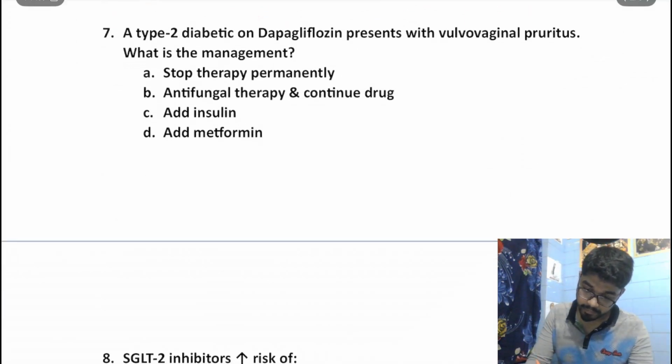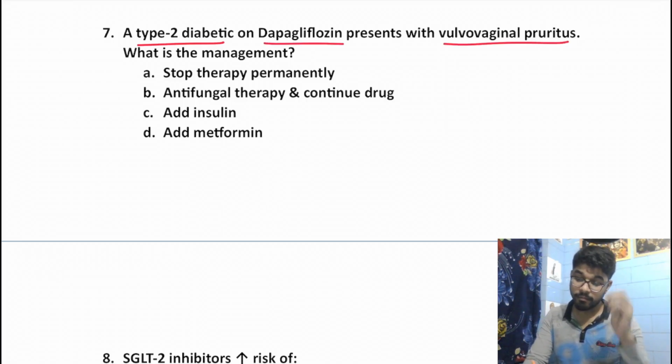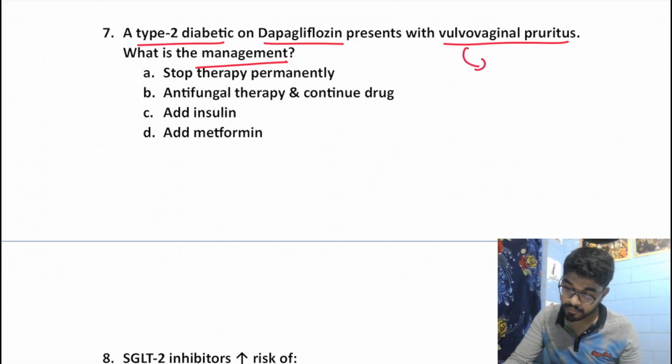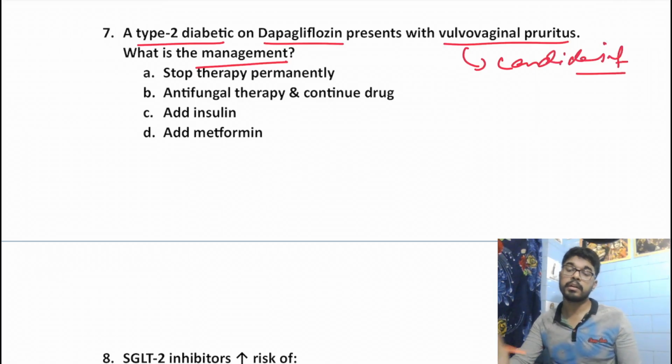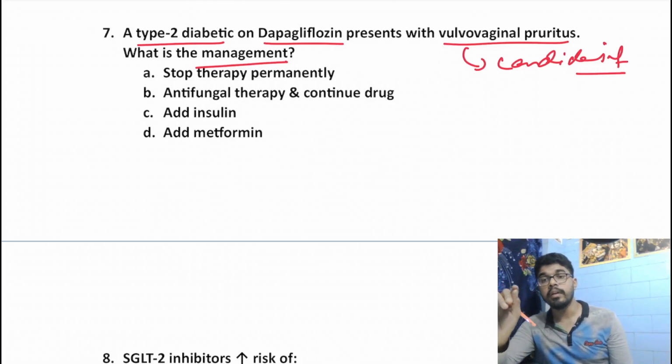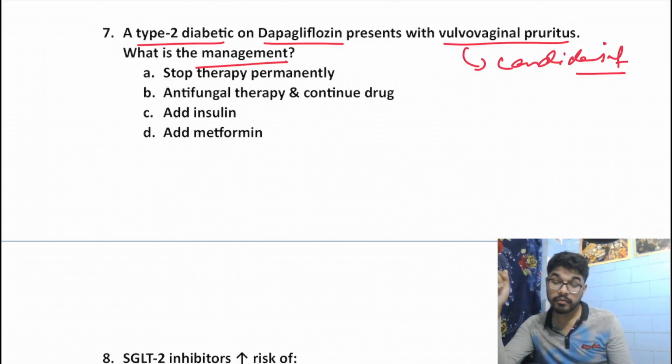A type 2 diabetic on dapagliflozin presents with vulvovaginal pruritus. What is the management? This vulvovaginal pruritus is due to candida infection, and this is due to use of dapagliflozin. Usually we know that whenever there is a side effect due to a drug, the first thing that we should do is stop the drug. But over here, this is an exception because the type 2 diabetic patient is on SGLT2 inhibitors and we are getting only a mild candidal infection. Then we won't stop the drug.